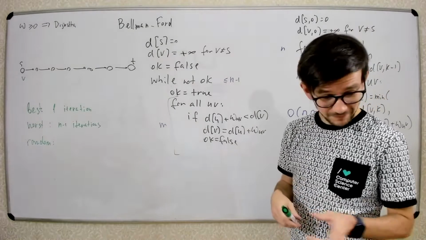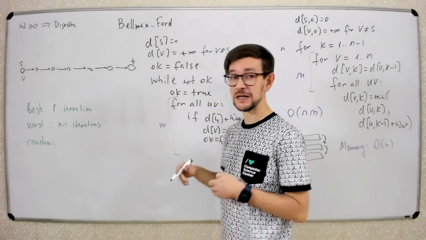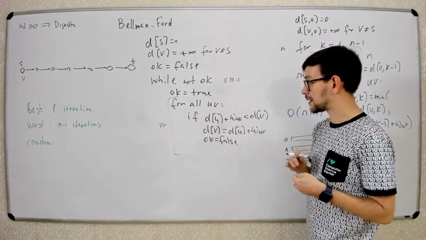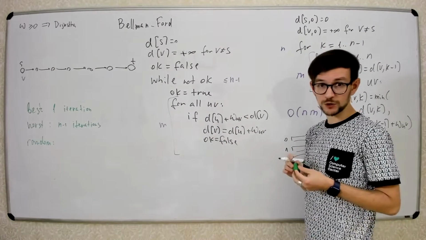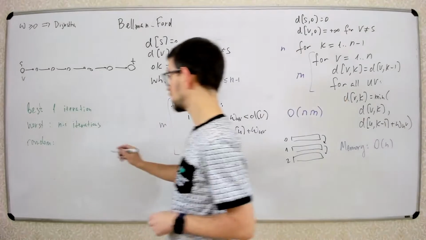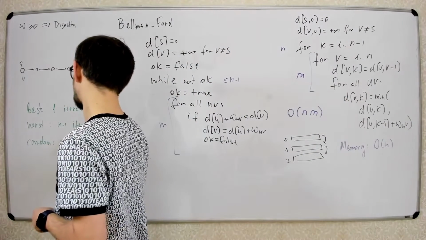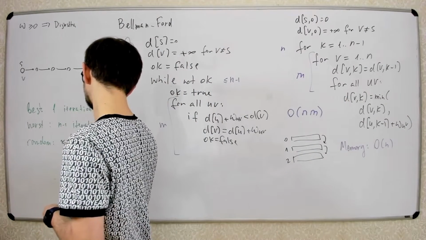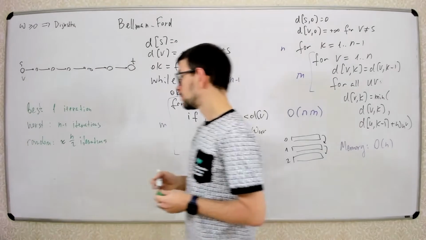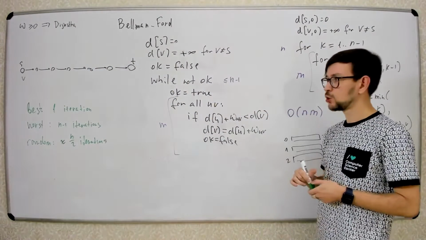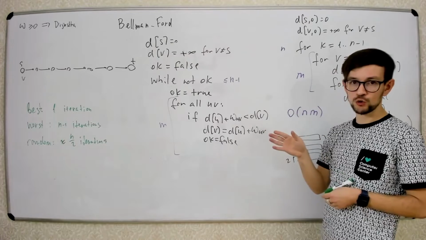Yeah, good guess. So actually, if you apply this operation in random order, the expected number of iterations will be about n over 2. Well, because on each iteration, you will find about 2 new distances.